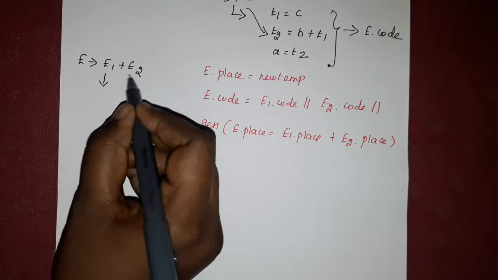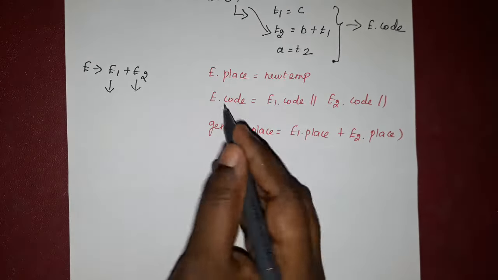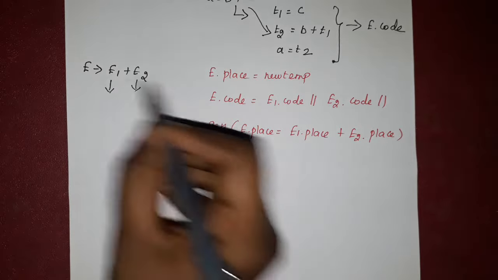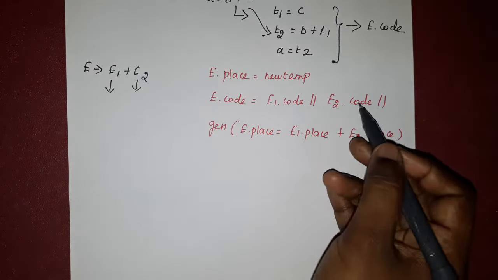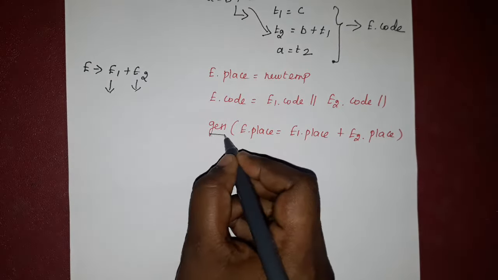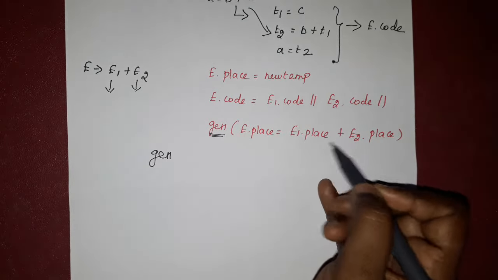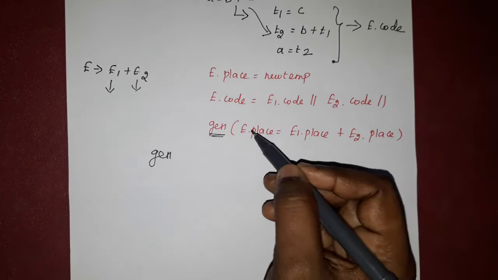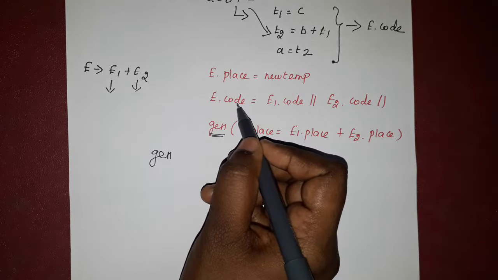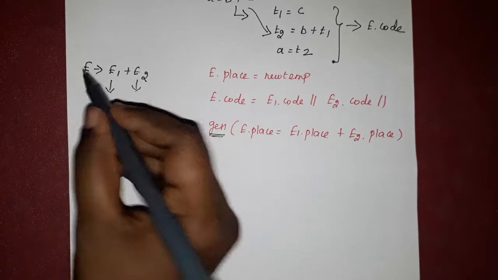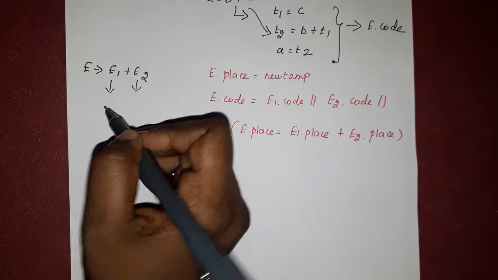How can we evaluate the expression? By using the three address statements I already told. So then we are writing e dot code is equal to e1 dot code, this is the concatenation operator, and e2 dot code and concatenation operator. Then one function, the generator function, is used for evaluating the original or actual value of the particular expression, and it can be stored in the original expression e dot place. So e dot code is nothing but the three address code for evaluating this particular expression. E1 dot code is evaluating this expression by using some three address code.